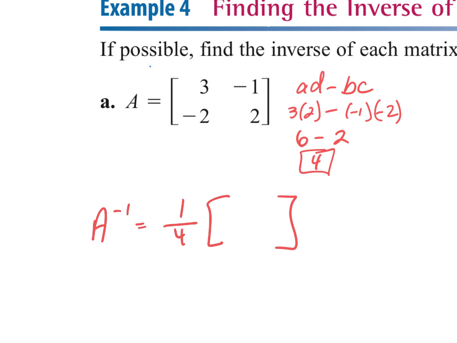So what happens with 3 and 2? They switch spots, so 2 comes up here, 3 goes down here. And then what happens with negative 2 and negative 1? Their signs change. So negative 2 becomes positive, and negative 1 becomes positive.